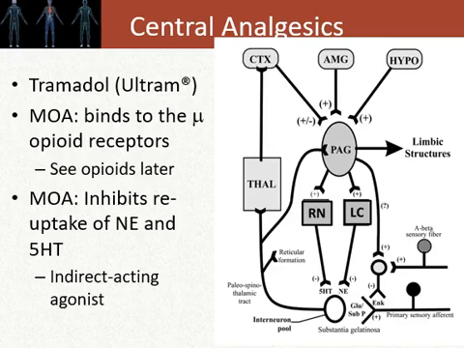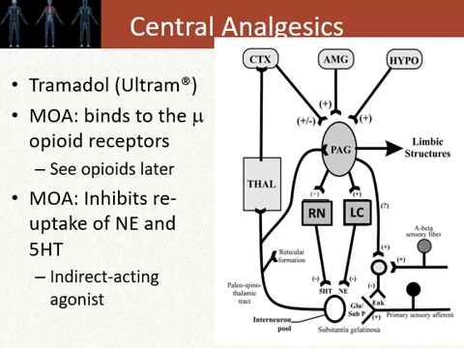The next group of drugs are what's deemed the central analgesics. And I think that probably the best case in point to discuss is tramadol, again under the brand name Ultram. It has two mechanisms. First, it's a mu opioid receptor agonist, and so basically it has a lot of similarities to some of the opioids, which we're going to discuss later.